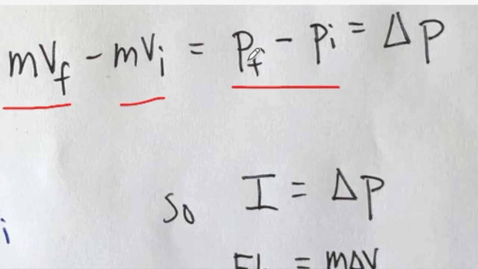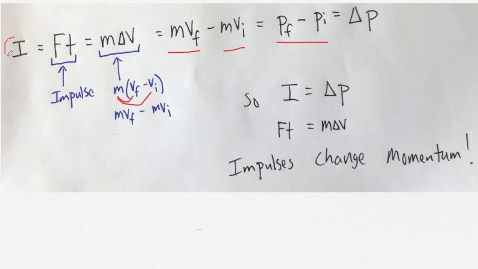And then you're like, oh, final minus initial, I can use that Greek letter delta. So that's change in p. So what this effectively says is if you look at the very beginning, impulse is equal to force times time, which is equal to m times change in v, which is equal to this, which is equal to this, which is equal to delta p. So Newton basically proves to himself that if you have an impulse acting on something, it causes the object to change its momentum. So that's how he proves that impulses change an object's momentum.